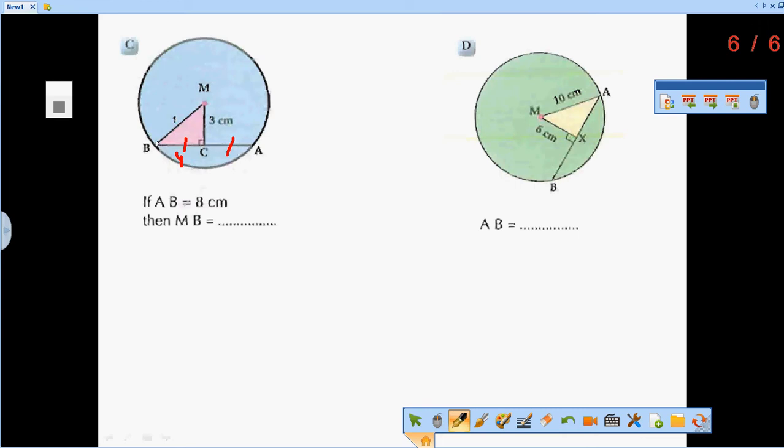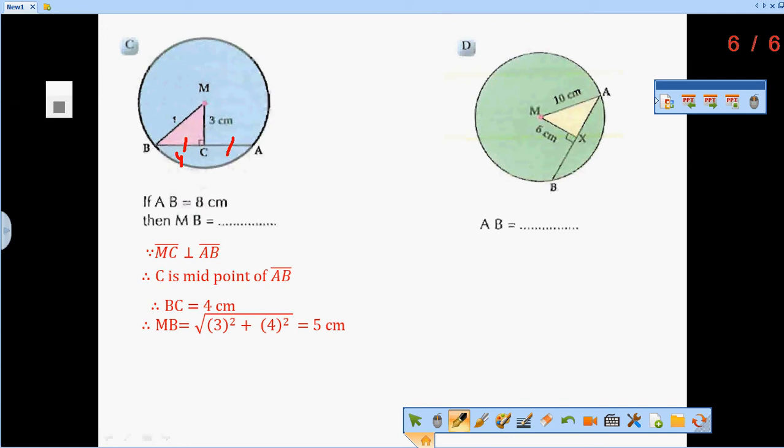Now it's easy to find MB by using the Pythagorean theorem. So I can write like this. MC is perpendicular to AB, then C is the midpoint of AB. It means BC equals 4 centimeters. So inside this triangle MCB, I can use the Pythagorean theorem. So MB is equal to the square root of 3 power 2 plus 4 power 2, which will be 5 centimeters.